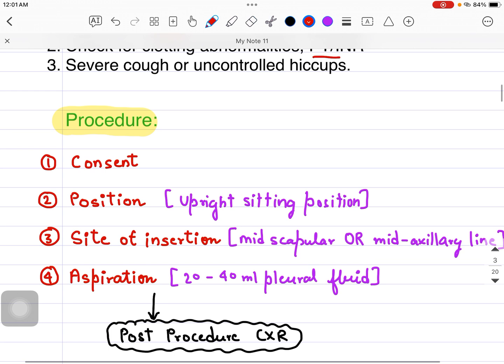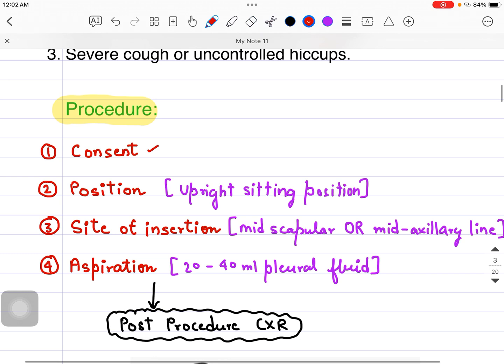And about the procedure, guys, how to do it. Before doing any kind of procedure, we should take consent from the patient and from the family members of the patient, and we should explain the procedure well to the patient and the family members, so that they are comfortable with the procedure and well aware of what is going to happen. So that is very important. The first thing is consent, which we need to take and explain to the patient and the family members as well.